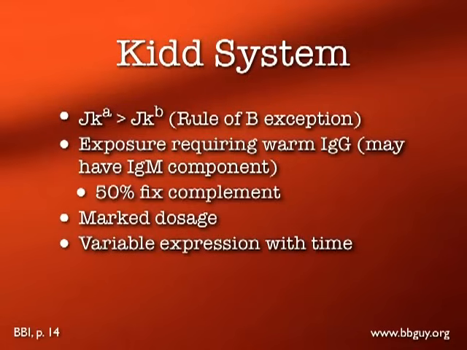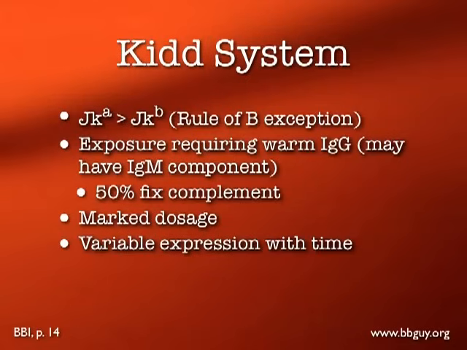The Kidd system is famous for having antibodies that require exposure. They're warm reacting. They're usually IgG, but they may have an IgM component. In fact, 50% of Kidd antibodies will fix complement. That shows you that that's probably the proportion that has an IgM component, because IgG doesn't usually fix complement. They have marked dosage. The two big famous things about Kidd antibodies are that they have marked dosage.